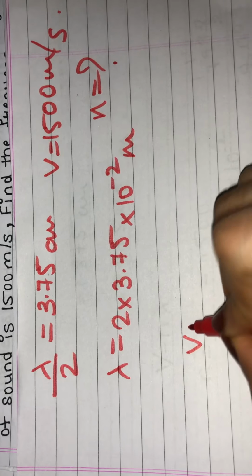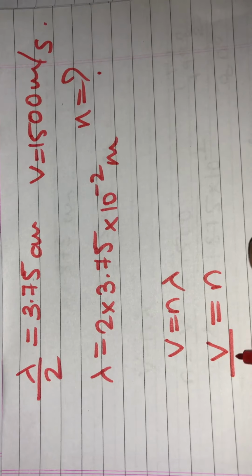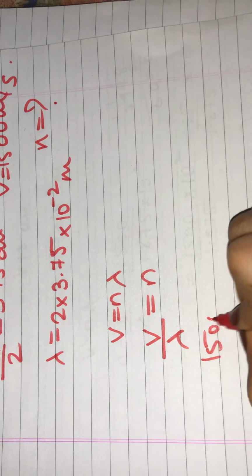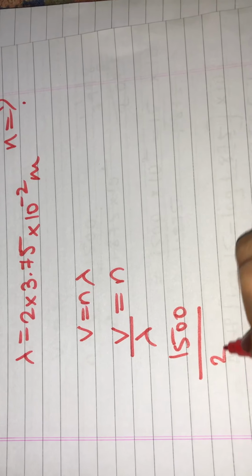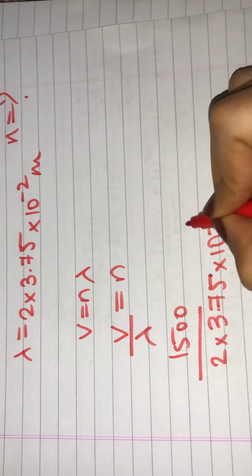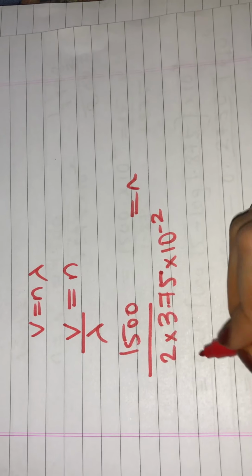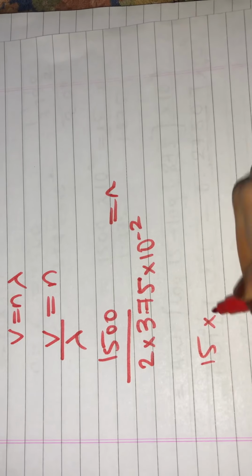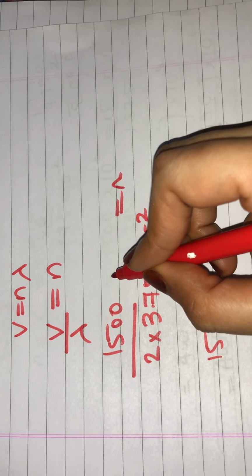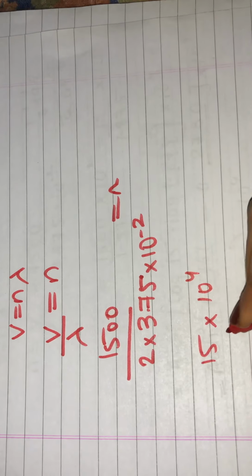We have this formula, v is equal to n lambda. So n can be obtained using the formula v upon lambda. What is v? v is 1500, and what is lambda? It is 2 into 3.75 into 10 raised to minus 2. Now let this be 15 and these 2 zeros, and when I take 10 raised to minus 2 to the numerator, that becomes 10 raised to positive 2, and these 2 zeros make this 10 raised to 4.